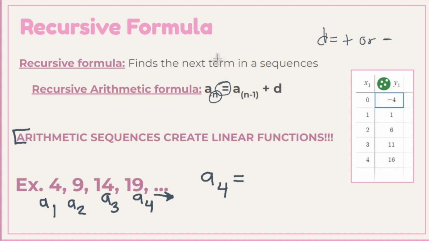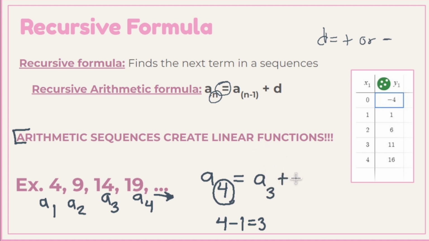But how did I get that? Isn't it a sub n minus 1? You remember that with n minus 1, you're taking this, right? And subtracting by 1. And if you subtract 4 minus 1, you get 3, right? Which means this right here is going to be term 3, which is this 14.